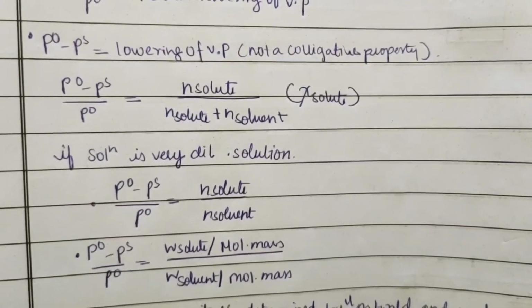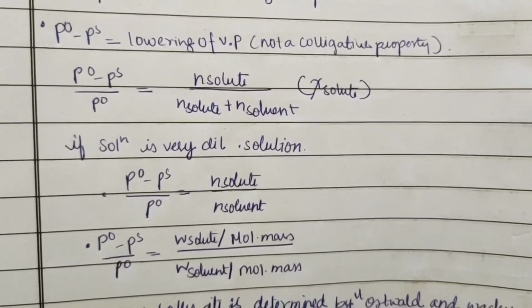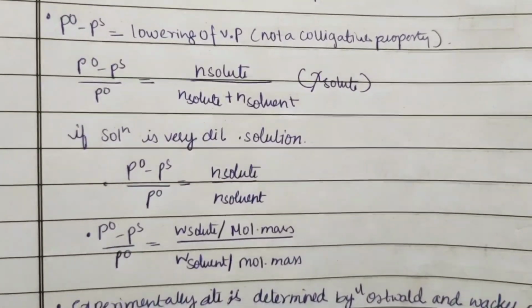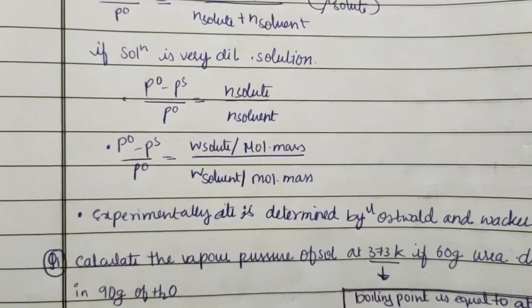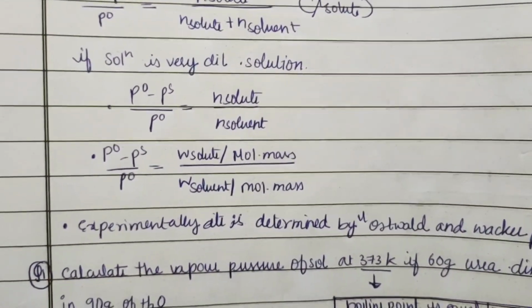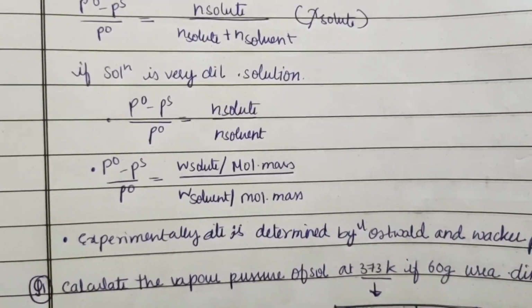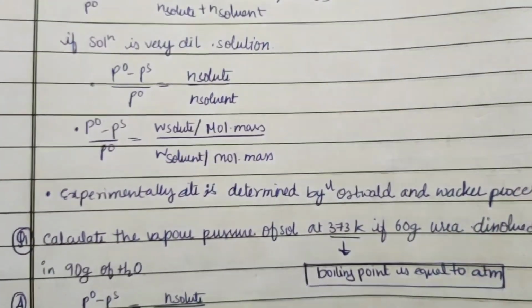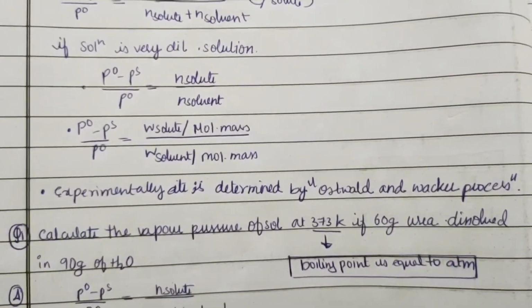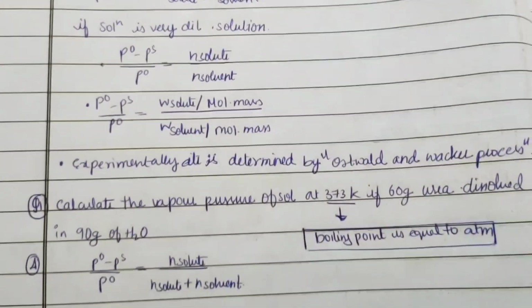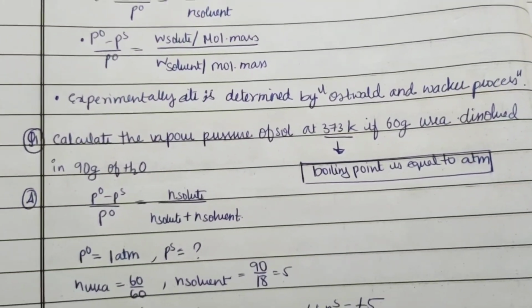If the solution is very dilute, then P naught minus PS by P naught equal to N solute by N solvent. P naught minus PS by P naught equal to weight of solute by molecular mass by weight of solvent by molecular mass. Experimentally it is determined by the Ostwald and Walker process. For example, let us see a sum.